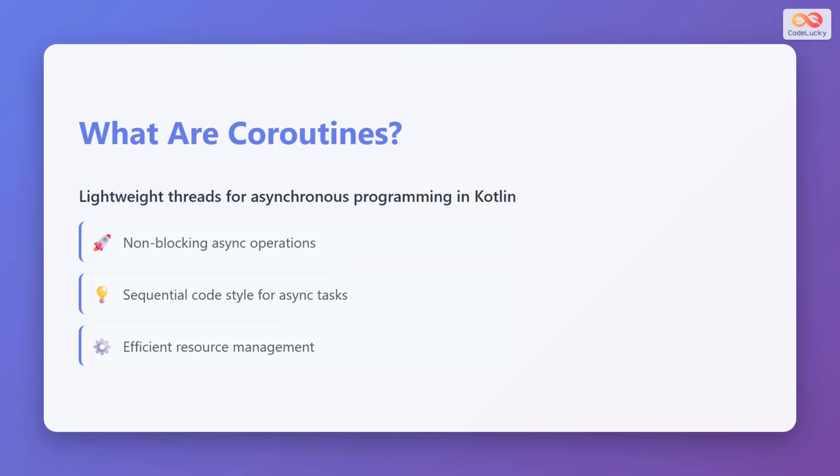So, what exactly are coroutines? Coroutines are lightweight threads designed specifically for asynchronous programming in Kotlin. Think of them as a way to perform tasks without blocking your app's main thread. They offer three key benefits.